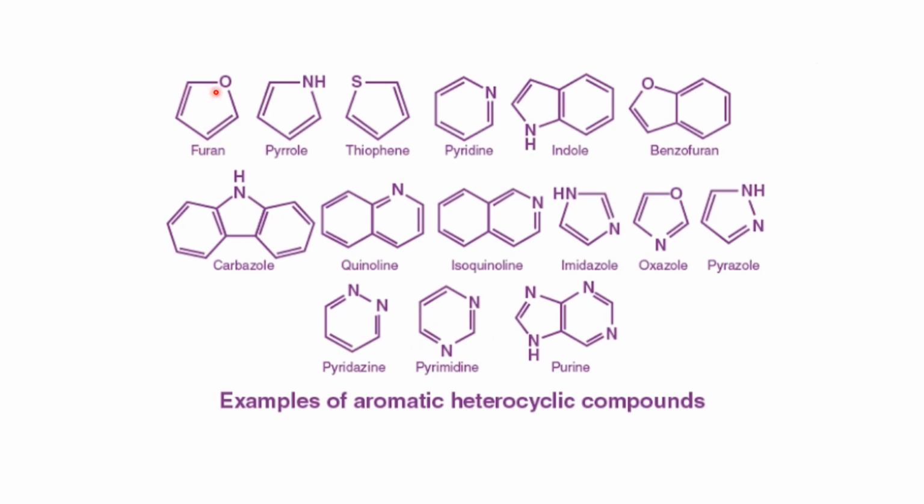Here you can see these are cyclic structures, but here we have a heteroatom. In furan we have oxygen, in pyrrole we have NH, in thiophene we have S, in pyrimidine we have N.